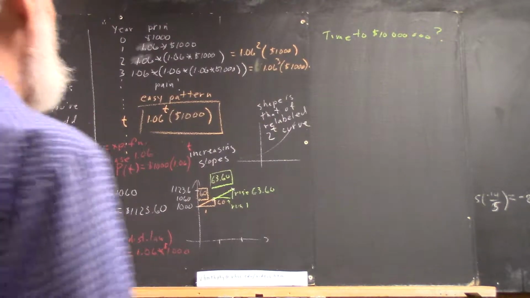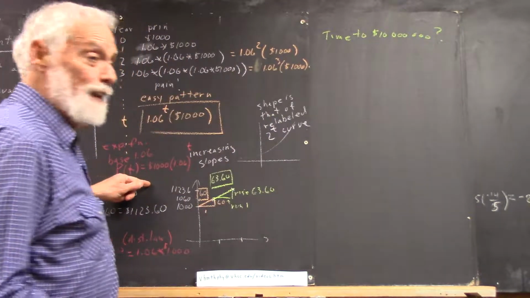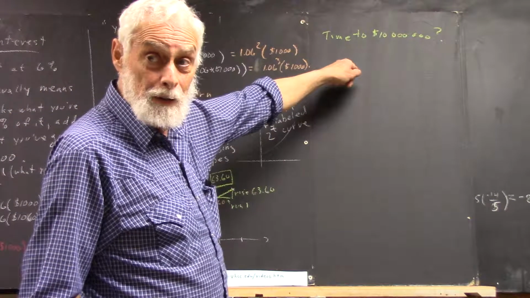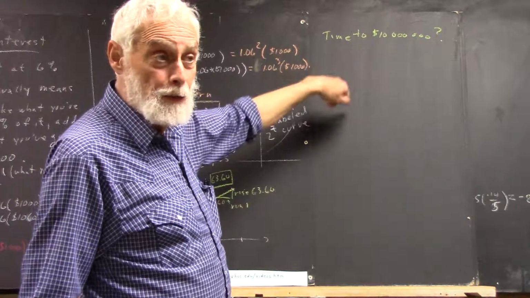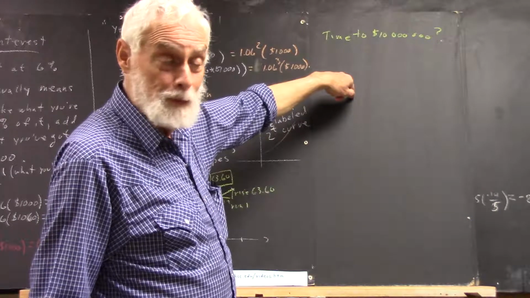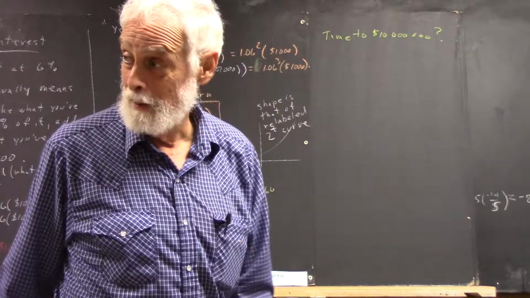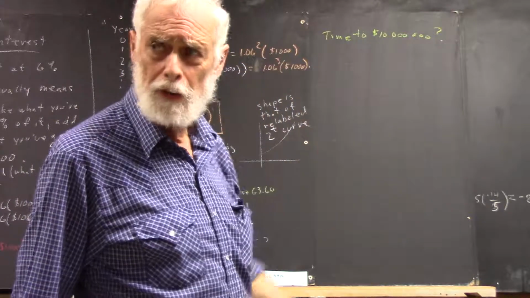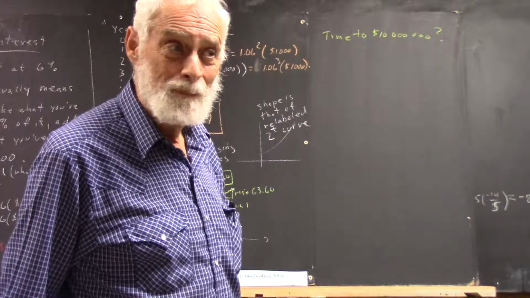Okay, before we get totally silly, let's figure out how long it's going to take this investment to grow to $10 million. Now, $100 at 4% was going to take 350 years or something like that. So that's grandchildren's grandchildren's grandchildren.